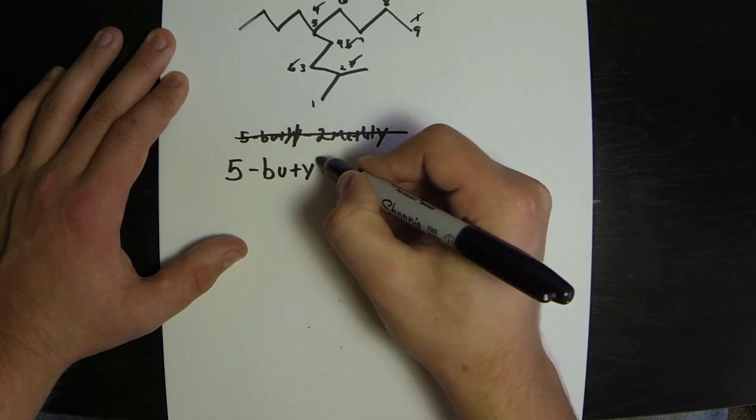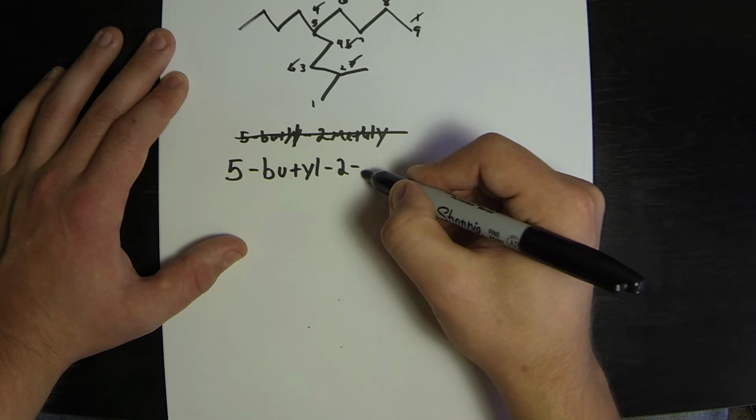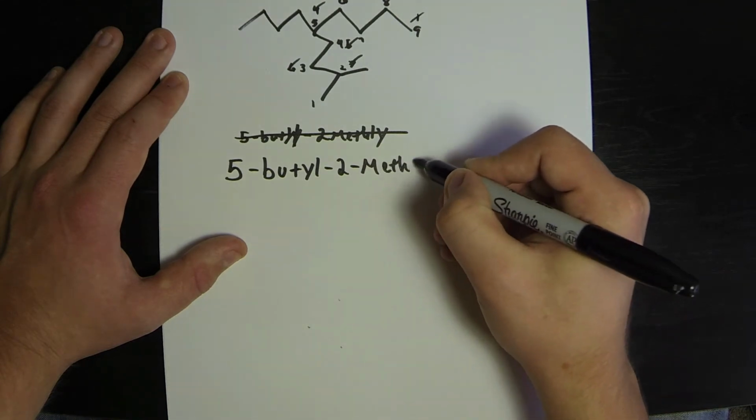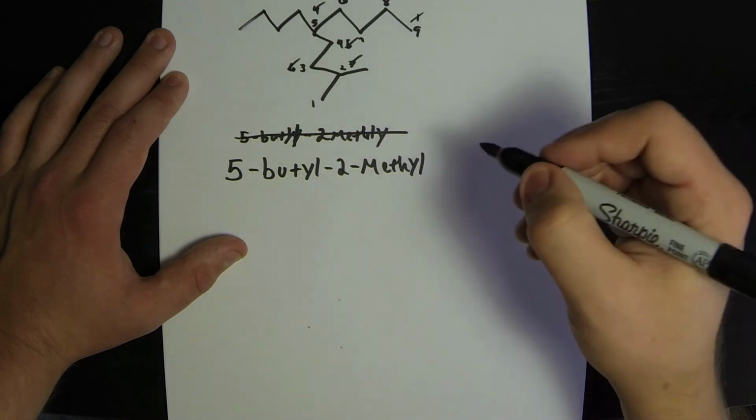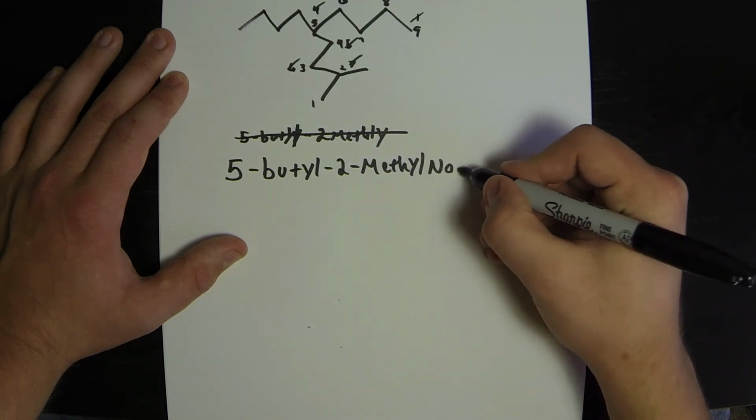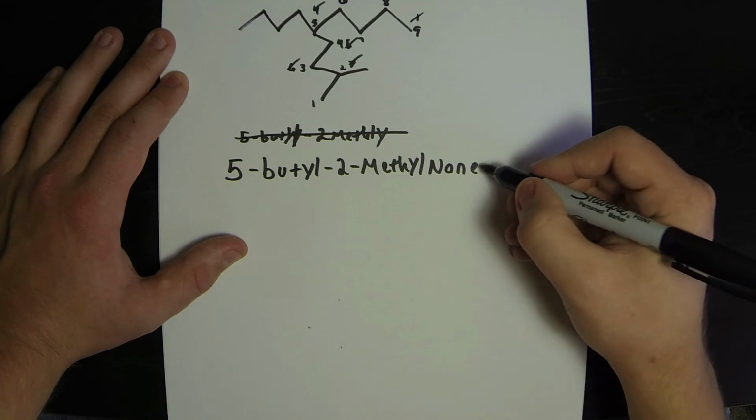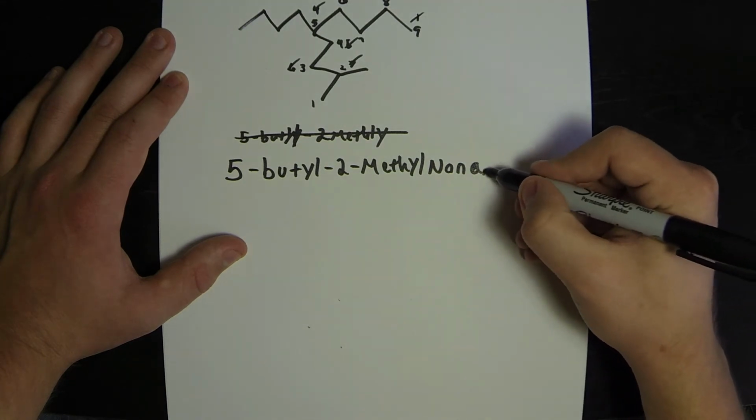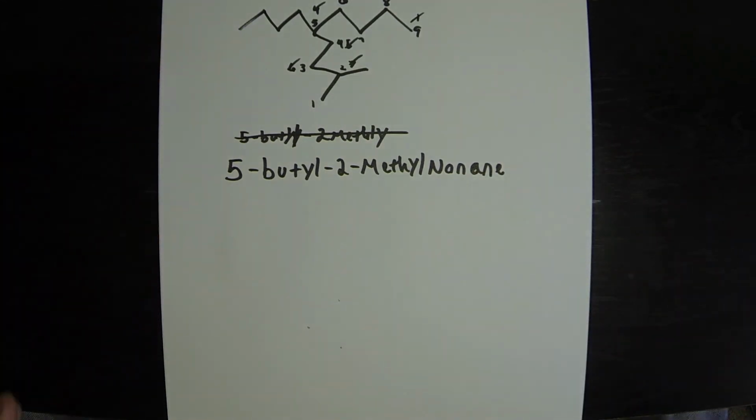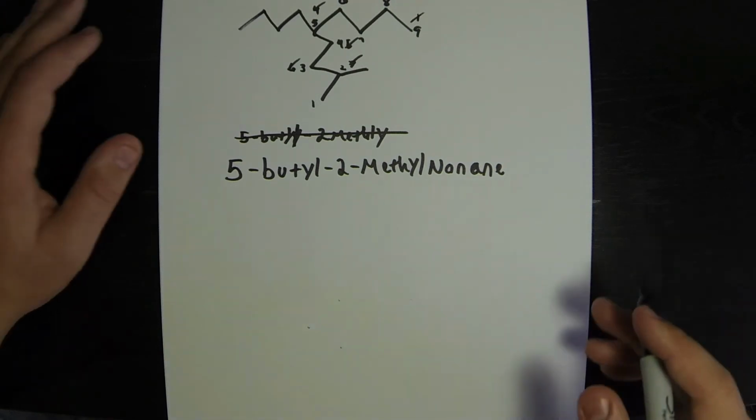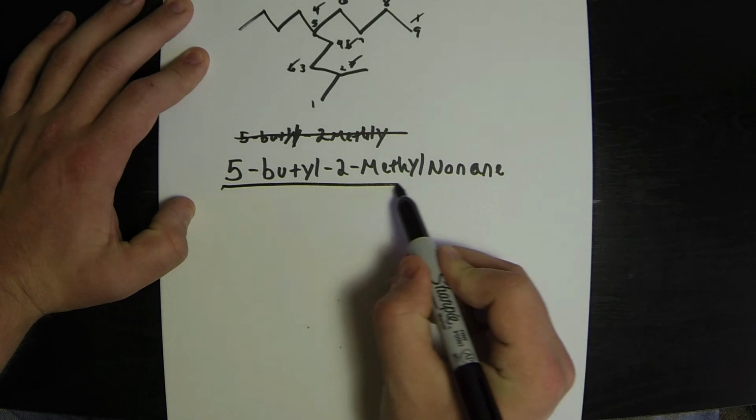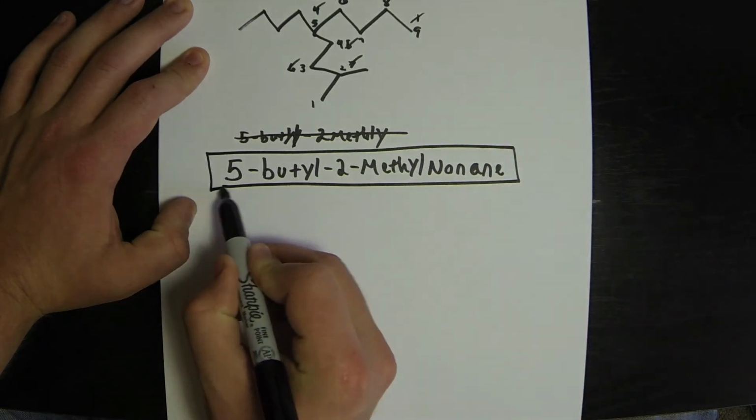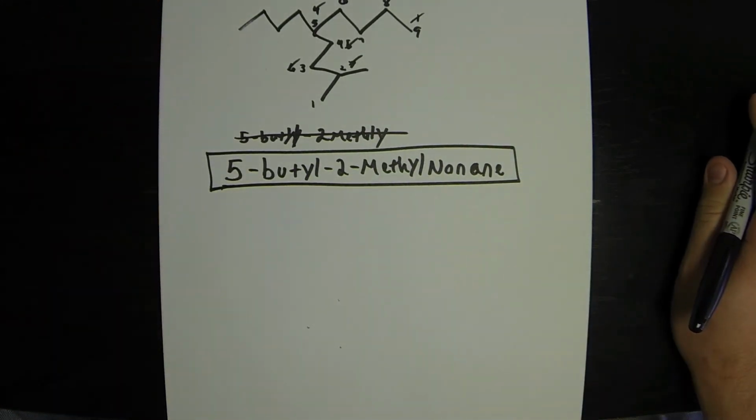5-butyl 2-methyl nonane. All this should be lowercase, by the way. I just don't pay attention to that, but it should be lowercase properly. And that would be what this guy's called. Right? So that's how you name these guys.